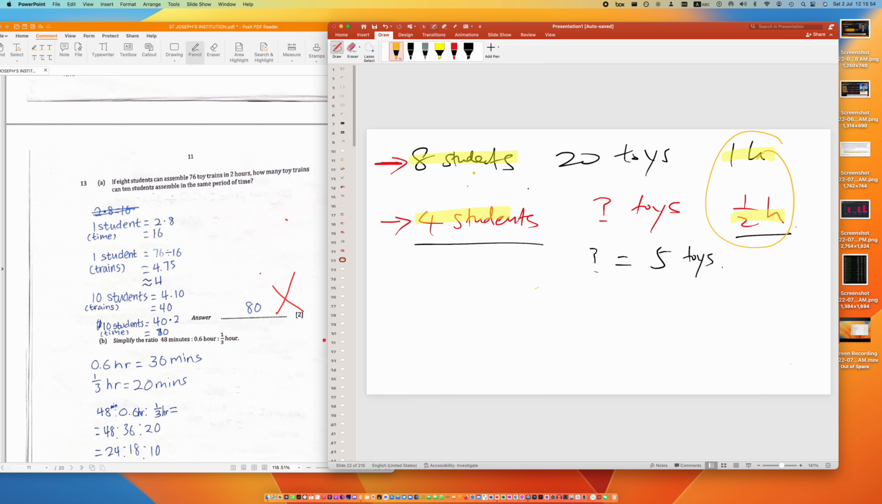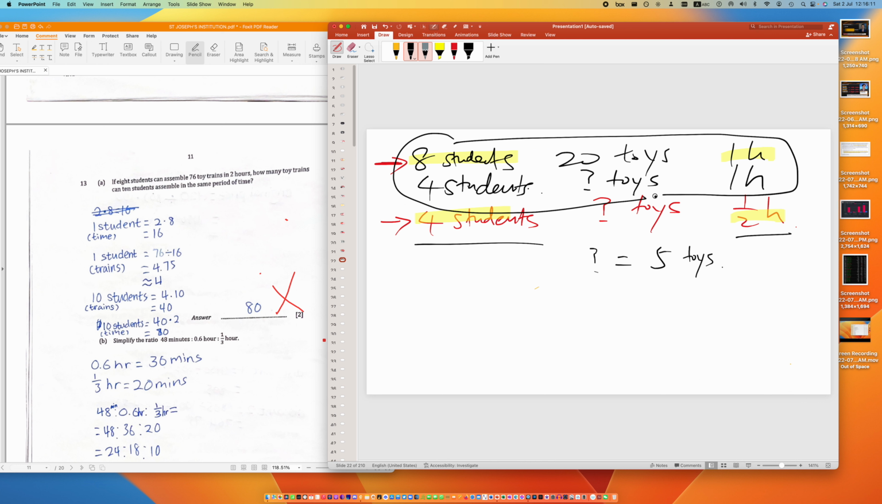You either fix the students the same, or you make the time the same. Let me make the time the same first. So 1 hour, how many toys with 4 students? For this one, the time is the same, right? The only difference is in the number of students. One difference, can do. So the head count is divided by a factor of 2. So do you think the output is also divided by 2 or times 2?